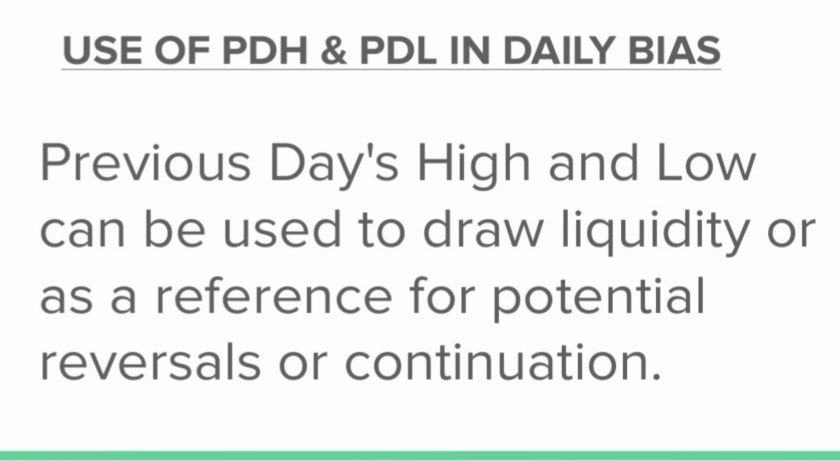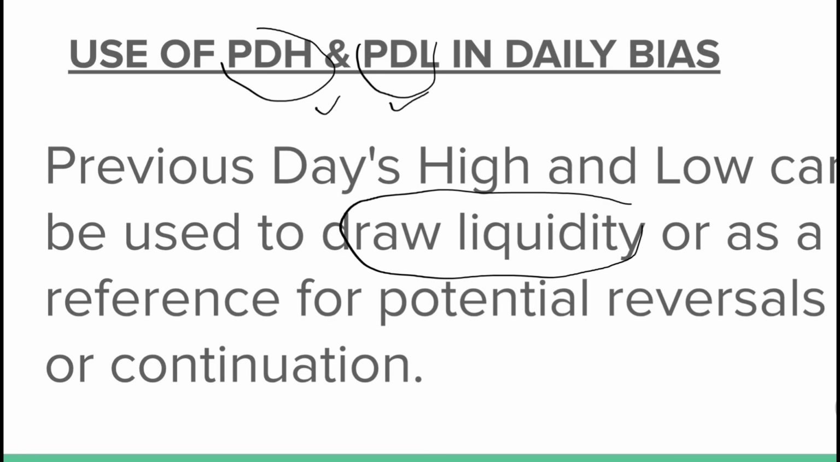The previous day's high and the previous day's low are important when you want to identify the daily bias, because they are used to draw liquidity. The previous day's high is a liquidity point. A lot of stop losses are there. The previous day's low is also a liquidity point. Most times they are swept, or the price reverses from there.